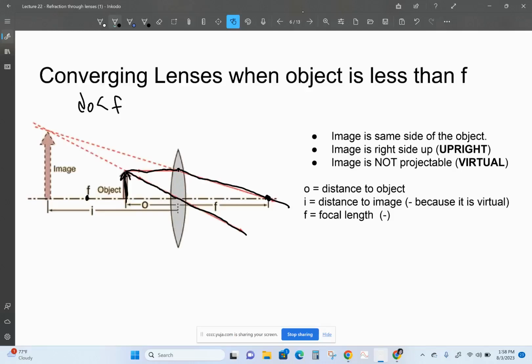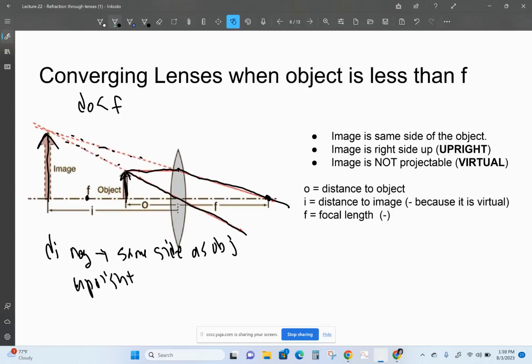So that means that the projections will meet on the other side, and the image will be bigger than the object. So this is what's happening when you view something with a magnifying glass. Notice that it's a virtual image. di will be negative, and it's on the same side as the object. Notice that it is going to be upright. So the magnification will be positive.